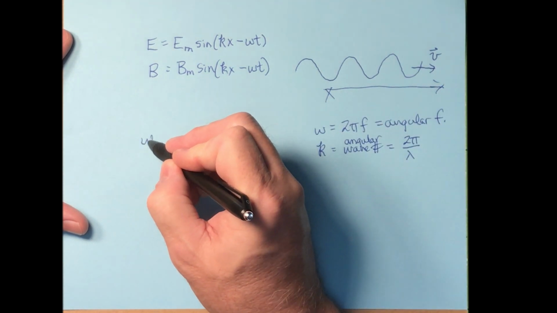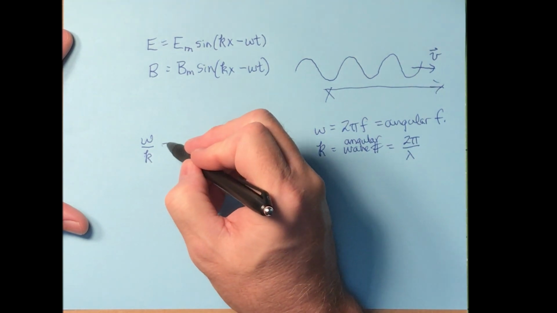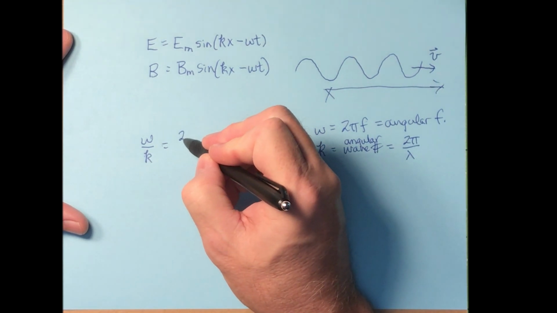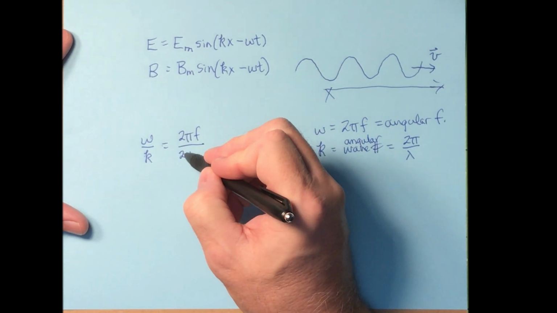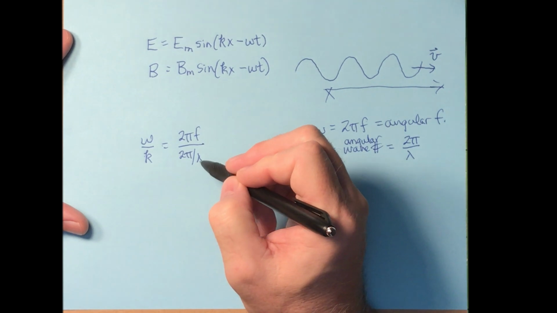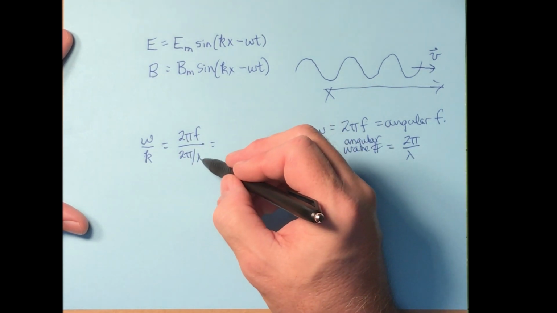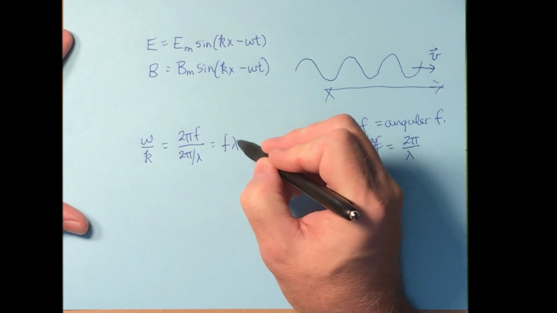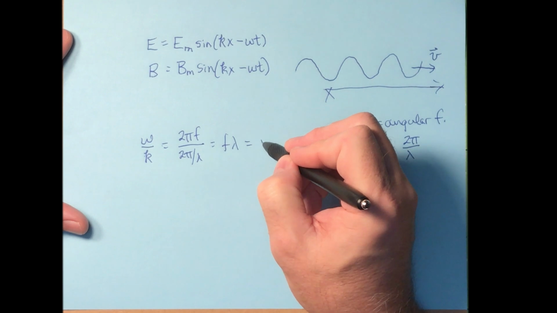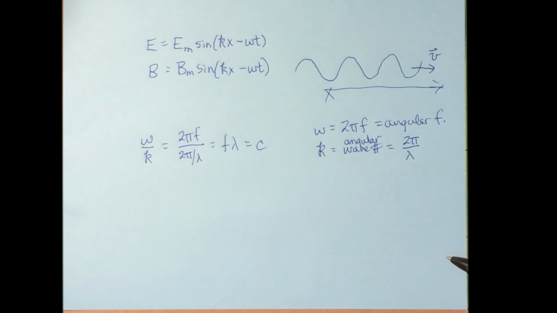Now, an interesting thing to notice here, just notice this at this stage. If I take omega and divide by k, this is going to be what? 2 pi f divided by 2 pi over lambda. That turns out to be, when I cancel the 2 pi's and bring the lambda up top, just the frequency times the wavelength, which is c, the speed of light, from the wave equation. Just notice that, and we may return to that in a minute.